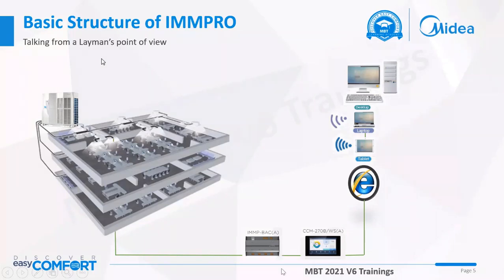Two gateway options we have. The 10.1-inch touchscreen can also act as a gateway, and IMMP back A that we have been discussing already can also act as a gateway.